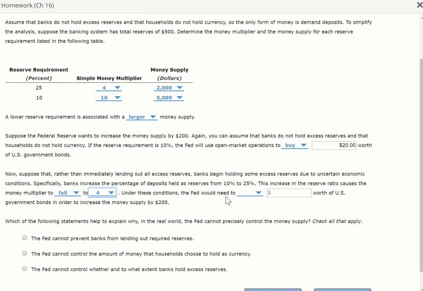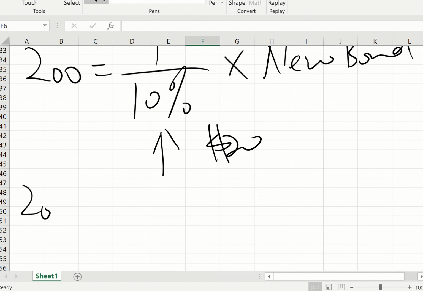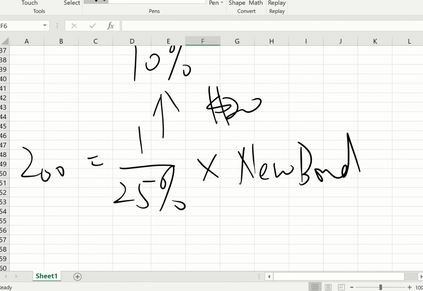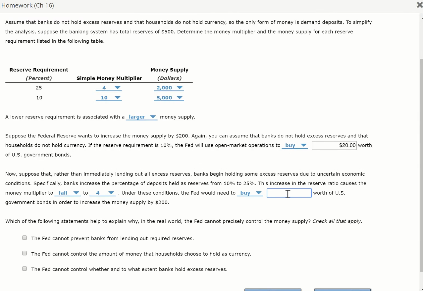In these conditions, the Fed would still need to buy bonds. But 20 is not good anymore, because remember our goal is 200. So your goal is 200, but you're going to do 1 divided by 25% now, times the new bond. Once you solve everything, this new bond should equal about $50. 1 divided by 25% is 4, so 4 times 50 is 200. So we need to have $50 of new bonds in there.